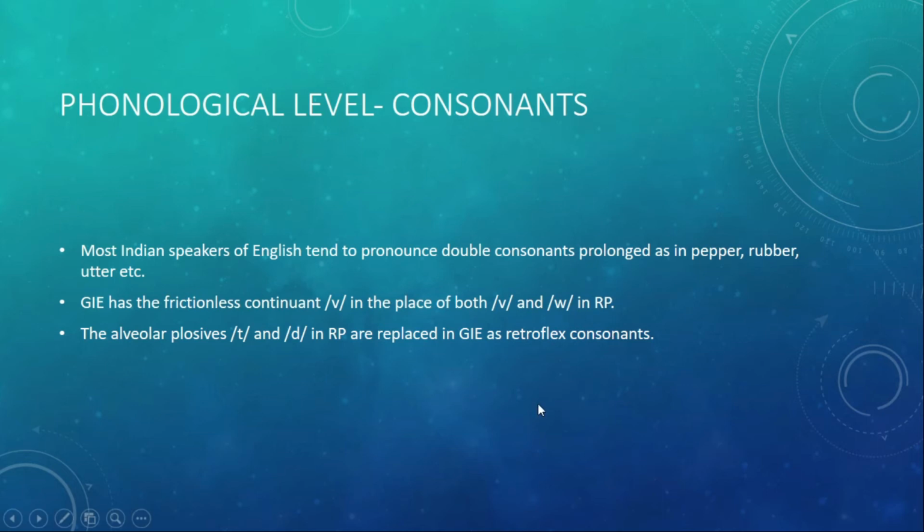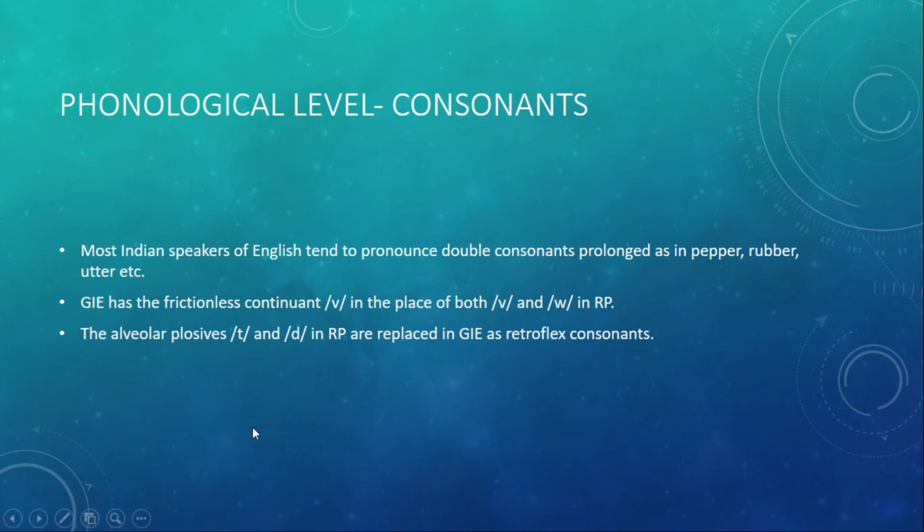Then again, in GIE, instead of V and W, only V is existent. So you know about the rule that V's bite and W's kiss. Whenever a word starts with V, you should bite your lower lip. And whenever a word starts with W, you should round your lips like you are about to kiss a person. So V's bite and W's kiss. But this distinction is not available in GIE. In GIE, both of these are pronounced as V.